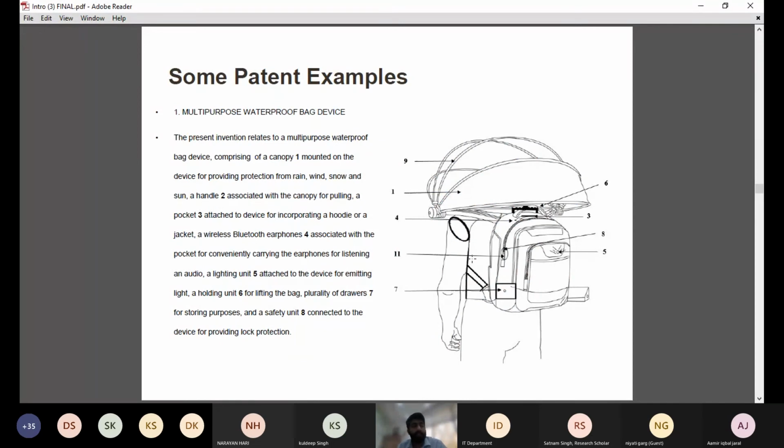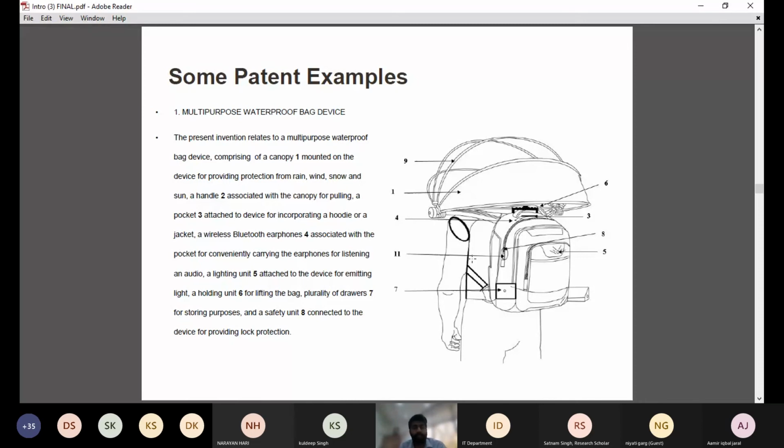Now, a few examples of patented products by different students from Indian universities only. This is a multi-purpose waterproof bag device. I'll give you a brief background of this technology. During the monsoon rainy season, students find it difficult to carry an umbrella and a bag together, right? So this student found the same problem and tried to solve it by inventing a new kind of detaching mechanism wherein your bag will automatically sense the raindrops and detach out the umbrella.